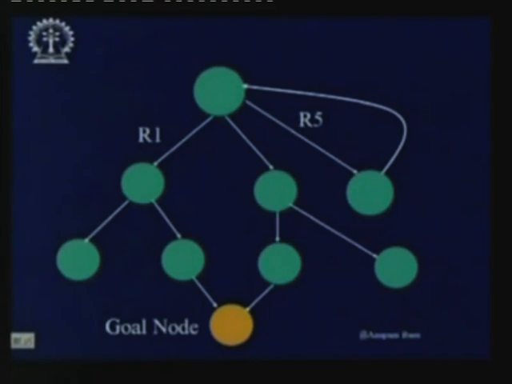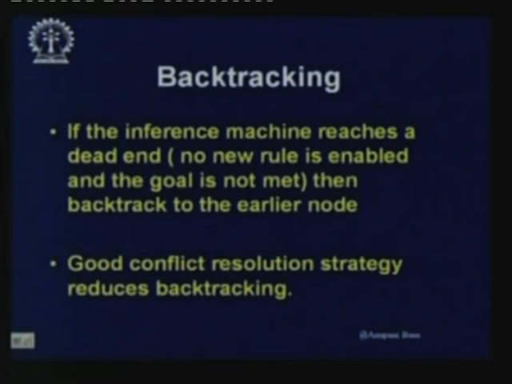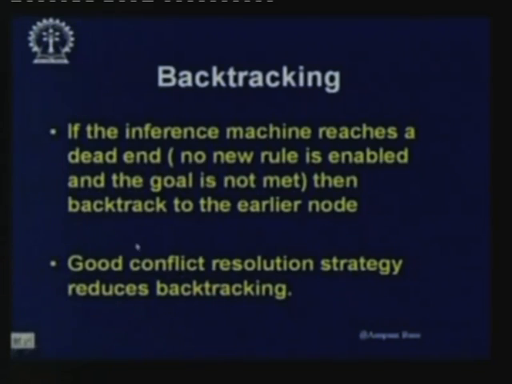Backtracking is a very important methodology of exploring the search space, because it is often not possible to make the correct choice all the time. We may select rules which are not proper given a particular context. Obviously, the conflict resolution strategy plays a crucial role here. If we have a good conflict resolution strategy, then we will be reducing the backtracking.